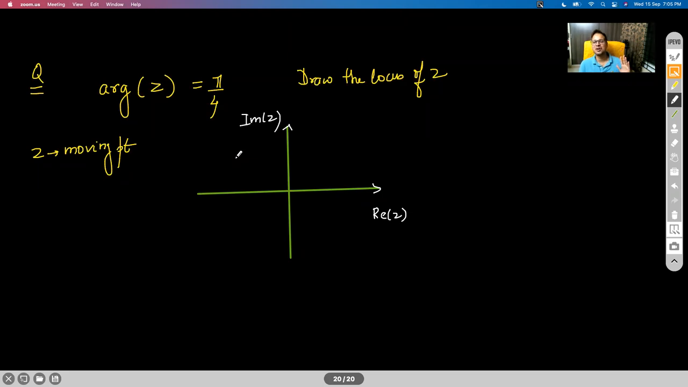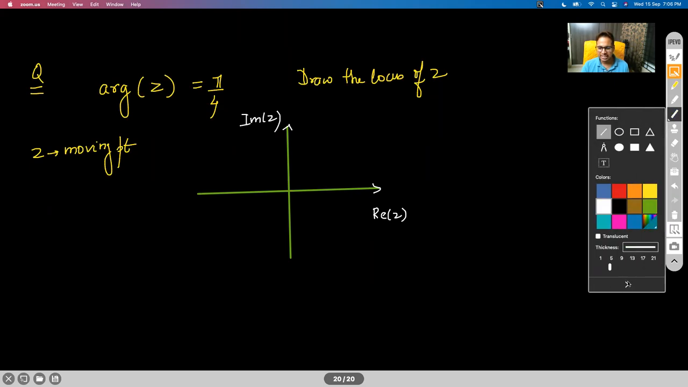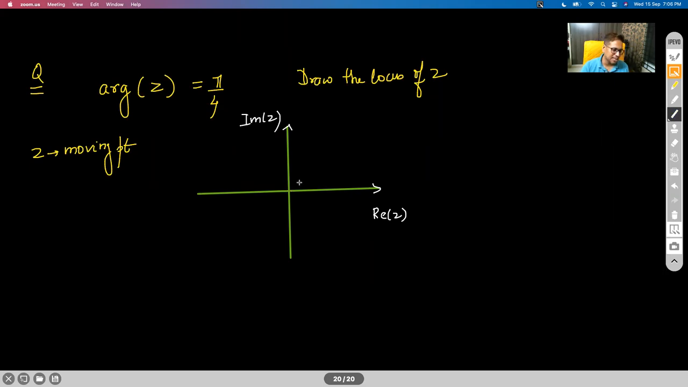Right, Setu. Awesome. So Setu is saying, sir, it will lie on a line which is making 45 degrees here. Okay. So Z can lie anywhere on this line. But mind you, Setu and others, it cannot lie on the origin here. That means here you need to put a hole. Sir, do I have to show the hole? Yes, you have to show that hole.